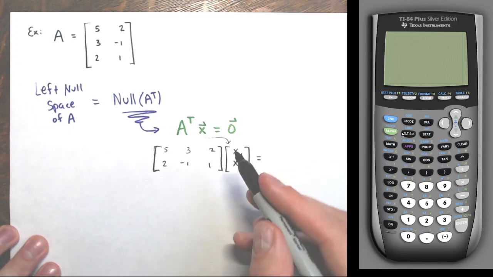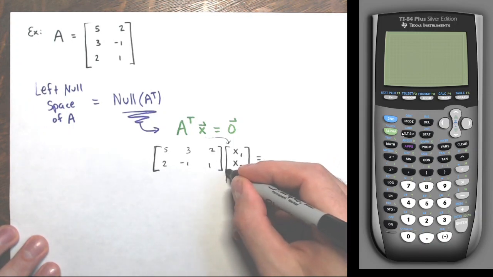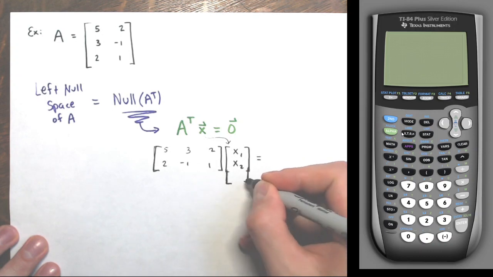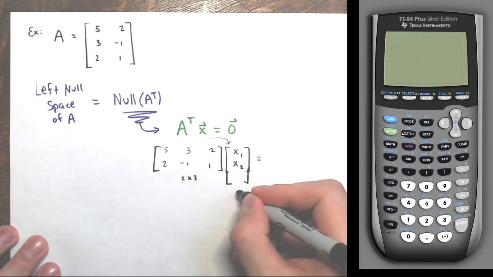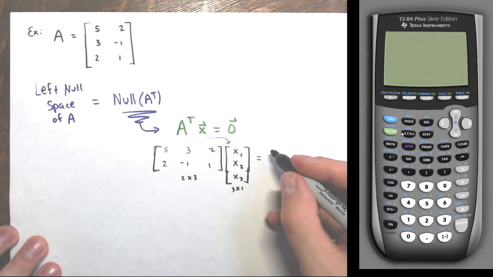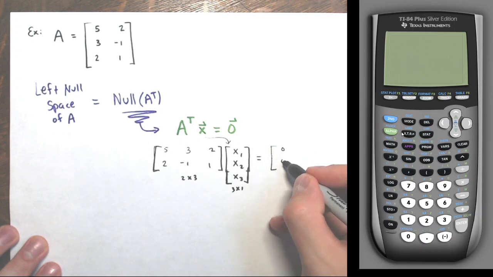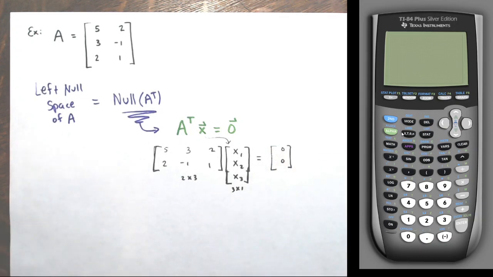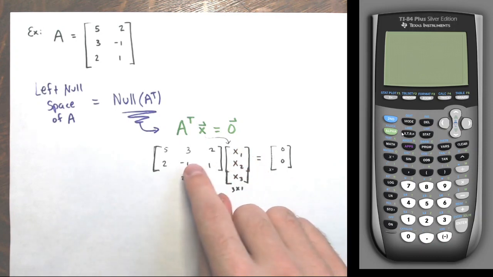Oh darn it, I did it again. This needs to be a 3 by 1, doesn't it? This is a 2 by 3, so this needs to be a 3 by 1. It's easier to write them out. So it needs three components from R3. So vector x is going to have three components in it, and a 2 by 3 times a 3 by 1 will be a 2 by 1. Give me the 2 by 1 zero matrix here. Great. Sorry about that. So I'm trying to find x1, x2, x3 that make this true.